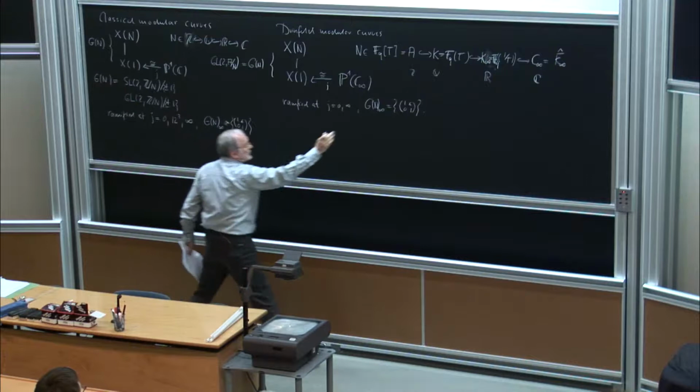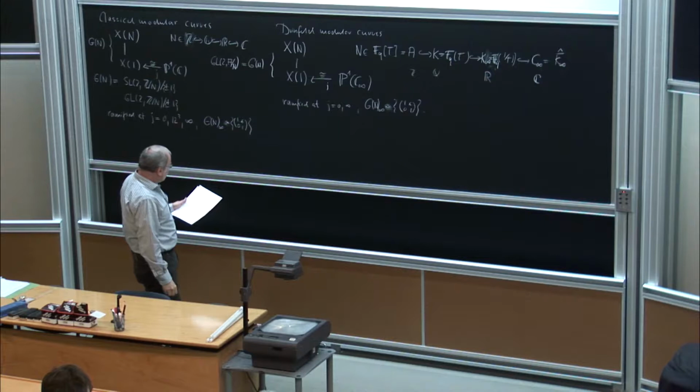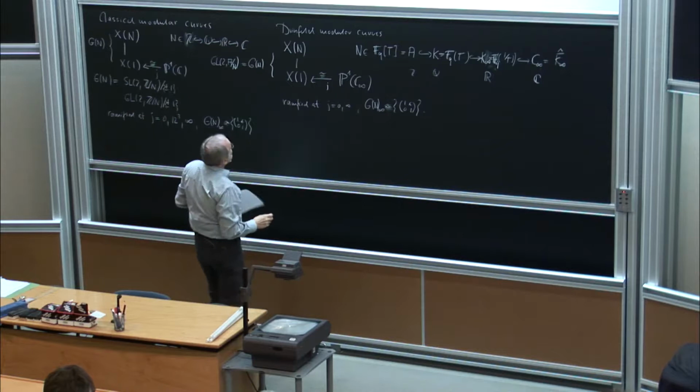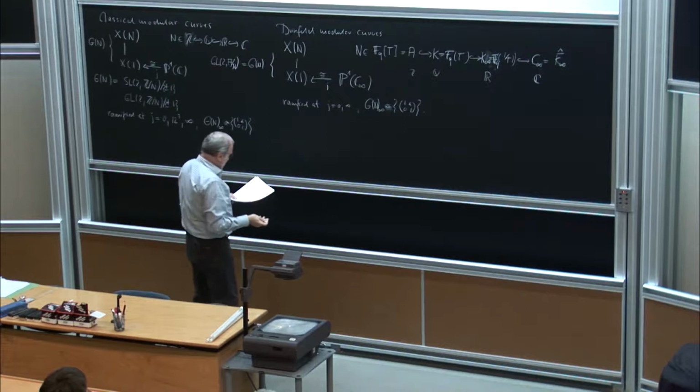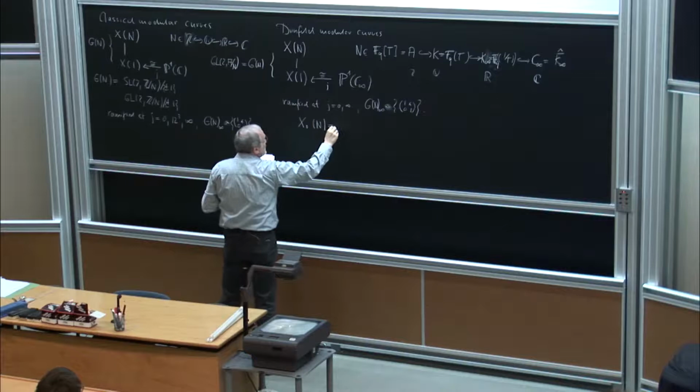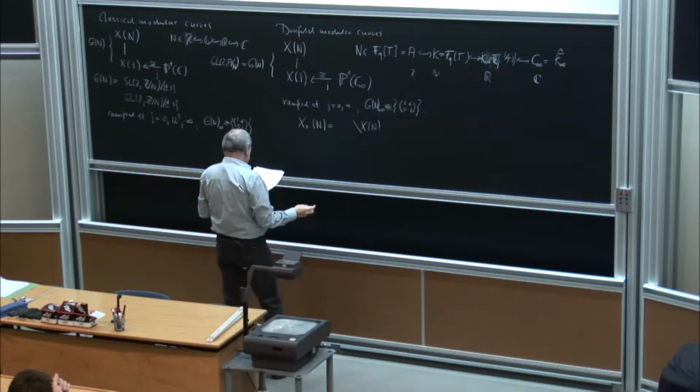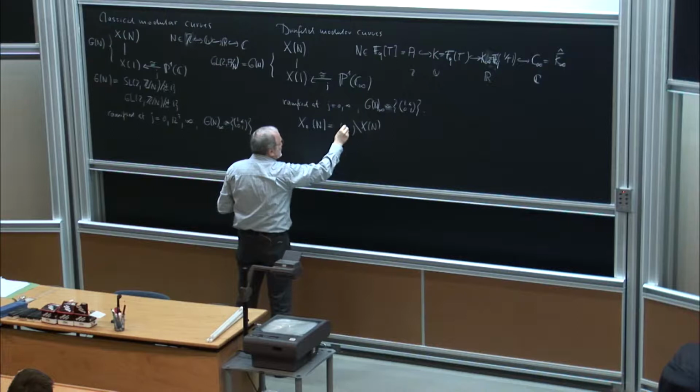And in both these cases, of classical modular curves and Drinfeld modular curves, we can divide out some subgroup of this group G_n. Namely, we will consider X_0(n), which will be X(n) divided out by a certain subgroup, a parabolic subgroup of G(n), which is the subgroup of matrices of that shape here.